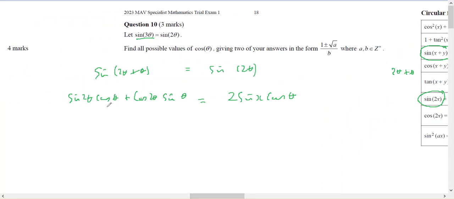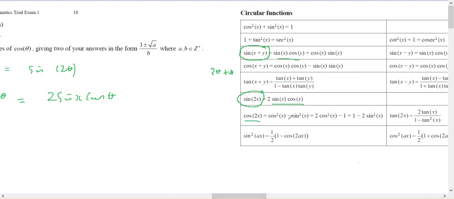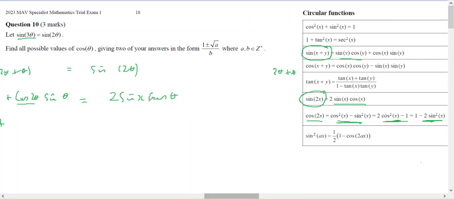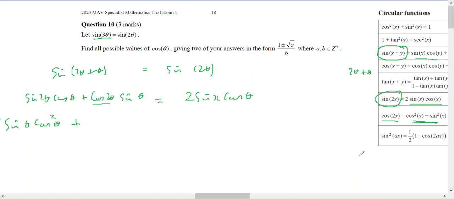Since I've got sines and coses, replace my sine of 2 theta with 2 sine of theta times cos of theta times cos of theta. So that gives me a cos squared plus a double angle formula for the cos of 2 theta. Now I've got a few choices. I can use this one, or this one. Now since I've got a sine and a cos, and a sine and a cos, I'd like to choose the one that gives me a sine and a cos.